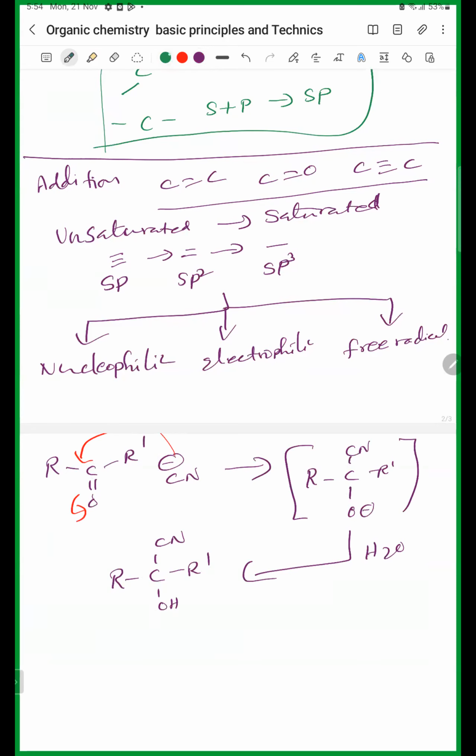What is the hybridization of this carbon? It is attached with how many atoms? 3. Then sp2. Look here, what is the hybridization of this carbon? It is attached with 4, then it becomes sp3.